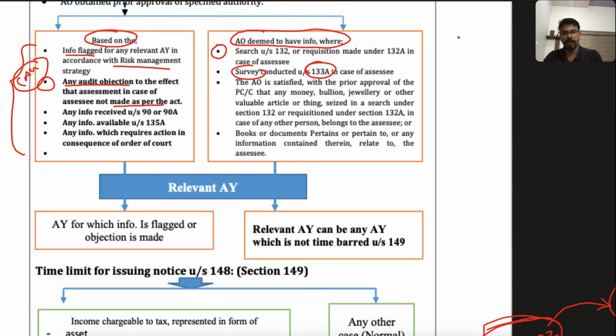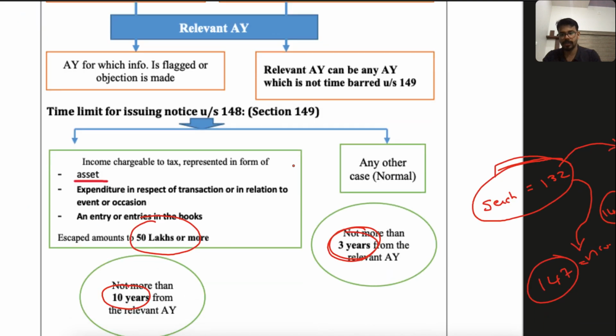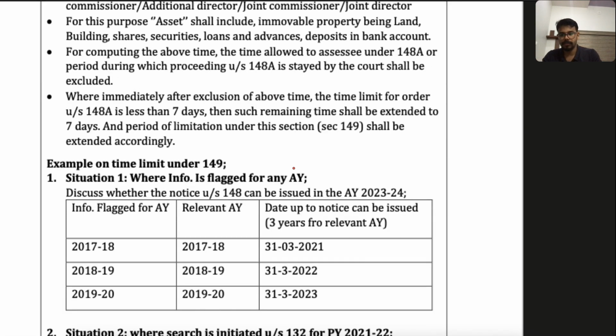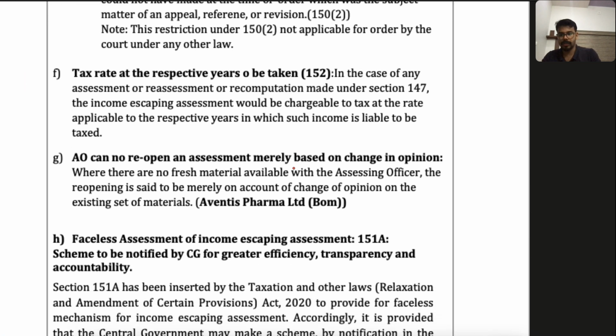Now 153A has been removed, as you can see here. That's why in case of income escaping assessment we have this 132 search coming in. Because any income, any money, or anything else you found in the search shall be assessed as per this section 147. Okay, so that has been merged. 132 and 147 have been merged now. So 153A has been removed. Yes, you have to understand that. Then I have given so many examples there that you can just go through. Next one.